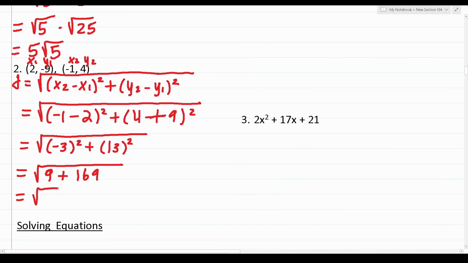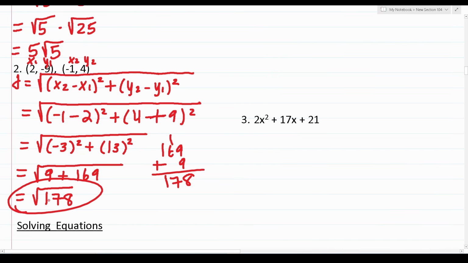And now all we have to do is add these together. 169 plus 9 is going to be 9 plus 9 is 18, carry the 1, 6 plus 1 is 7, and 1 plus nothing is 1. Square root of 178. And if I'm not mistaken, we can't simplify this anymore. So the distance between these 2 points is the square root of 178. All right, so that's that one.